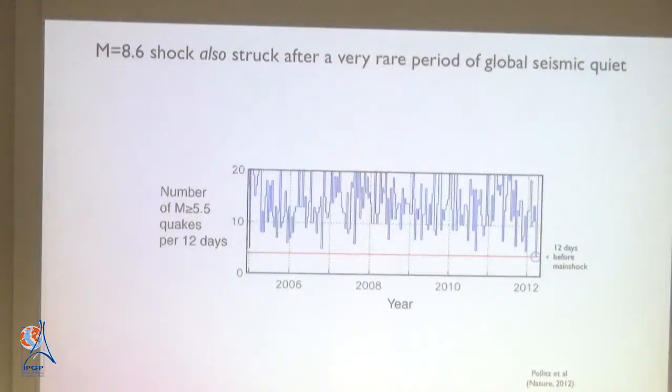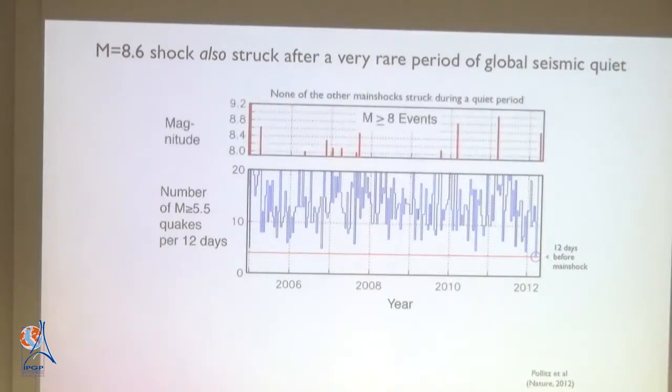Now there's one more interesting part of this story, which is it turns out that this earthquake occurred after a couple of weeks with very few global large earthquakes. So here's the rate of global large magnitude 5.5 earthquakes. And you can see that compared to the previous decade, this had the lowest rate of any. And none of the other large earthquakes occurred before a period of low rate.